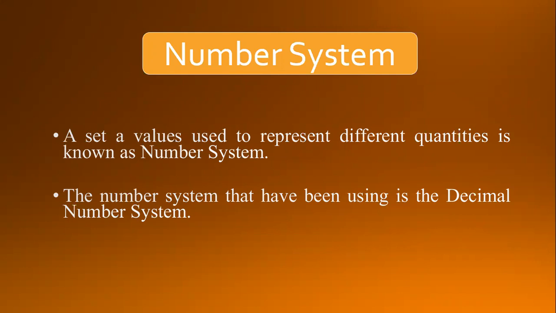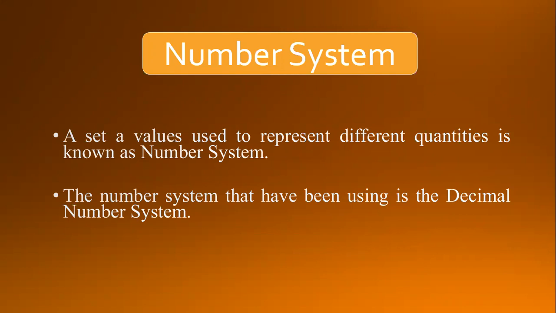The decimal number system means the number system which represents 10 digits, that is from 0 to 9, which we are using in our daily life. All the numbers are from 0 to 9. So all these numbers are called decimal numbers.